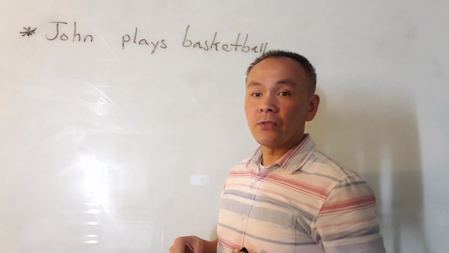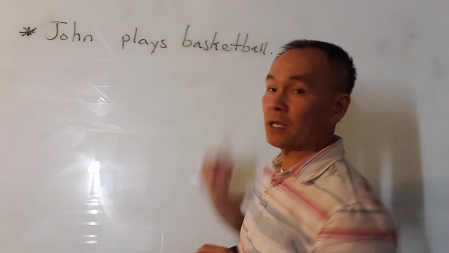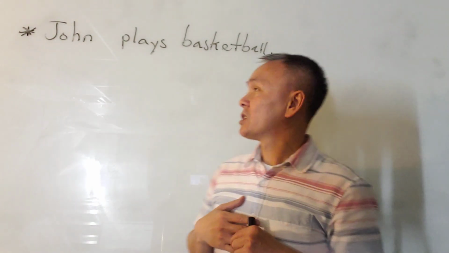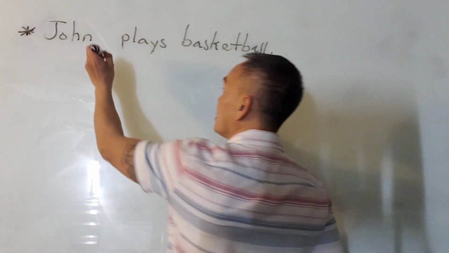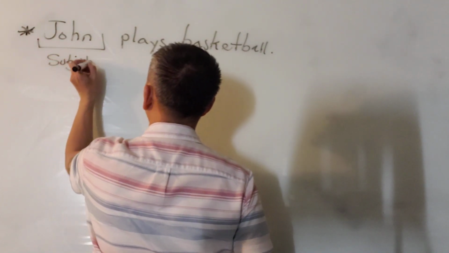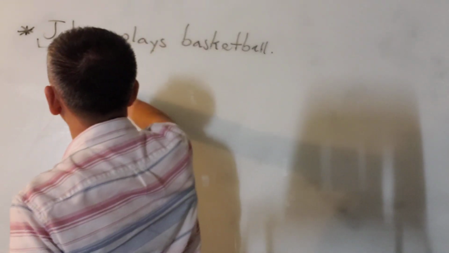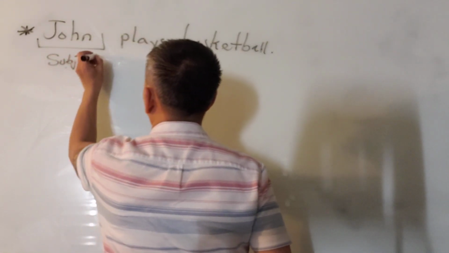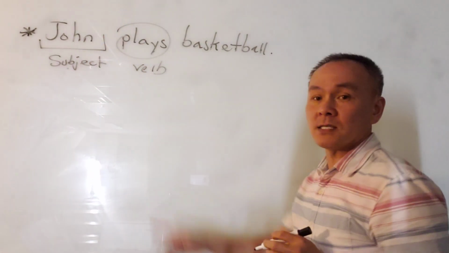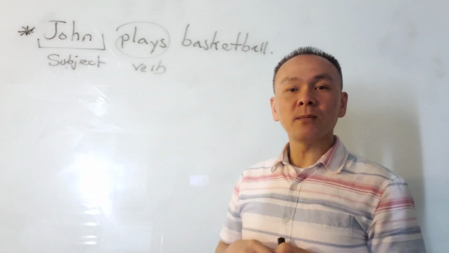The sentence here is John plays basketball. What is John doing? Who is the subject? The subject here is John. John is the subject, okay? And the verb is play. This is the verb. Now, when does John play?